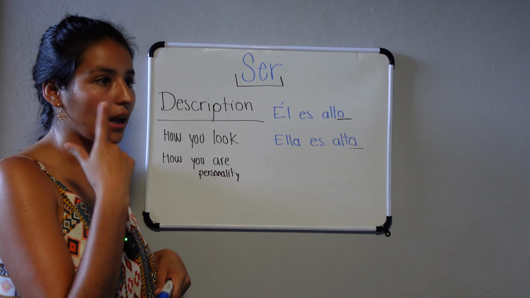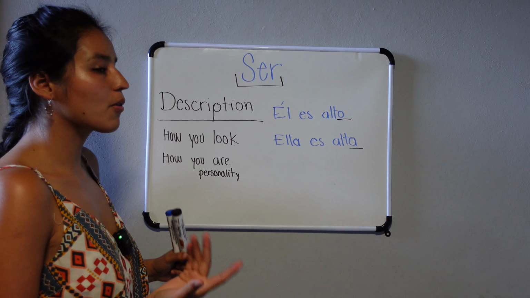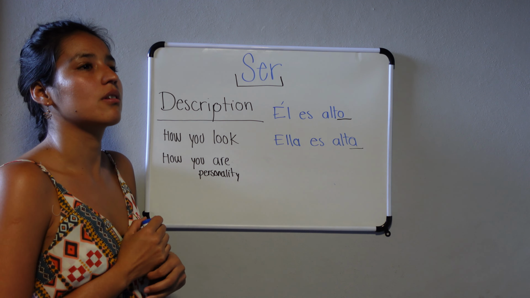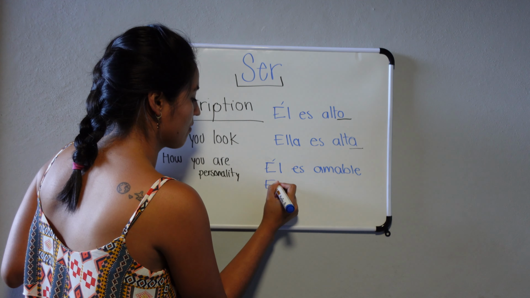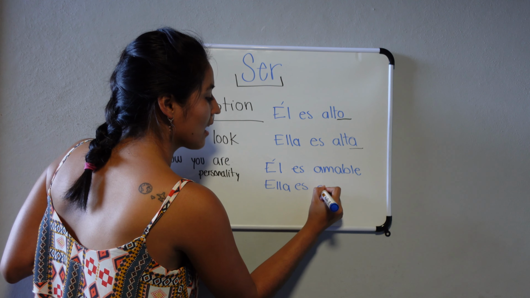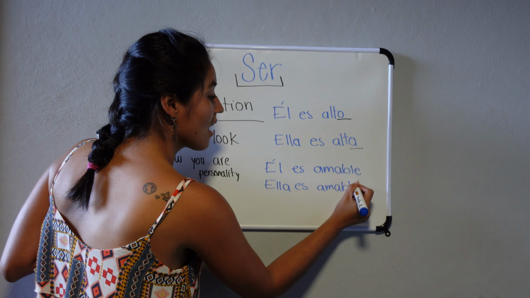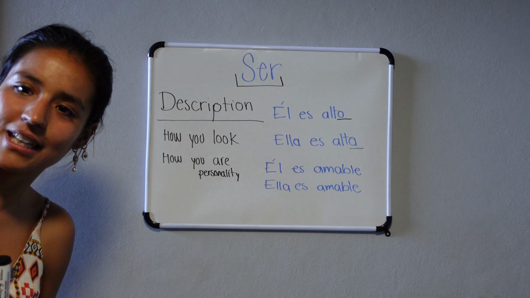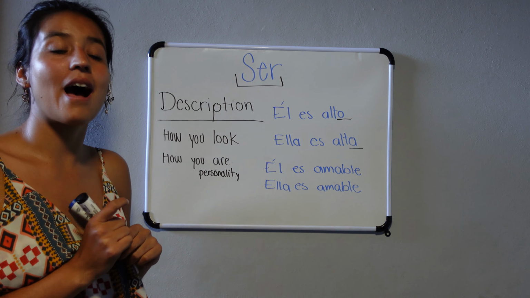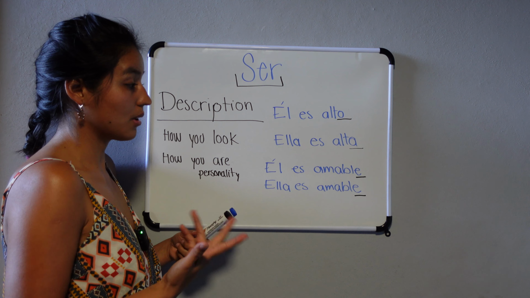This is how you look, okay? What I can see, that you are tall, okay, great. But what about what I cannot see? What I cannot see, that I have to know you, your personality, okay? We're gonna say he is kind, okay? Él es amable, okay? And now same, we're gonna do it with ella. Ella es amable, okay? And here we have one of the adjectives that actually do not change, okay? Amable.